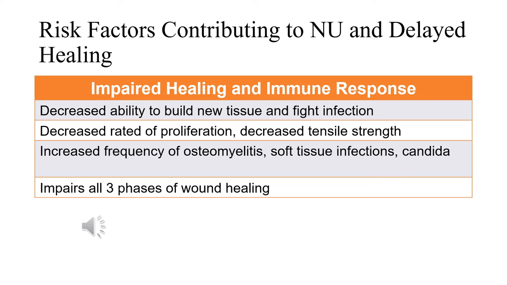Another risk factor for patients with diabetes is that they have impaired healing and immune response, and this affects all the phases of wound healing. It affects their ability to create an inflammatory response. It affects their ability to repair the wound and develop granulation tissue and fill in that wound deficit. And it also highly affects the remodeling process. So our patients are at higher risk for infection. They're not able to build tissue in that area. We see an increased frequency of infection of the bone called osteomyelitis. We see increased soft tissue infections, and we see increased yeast infections called candida.